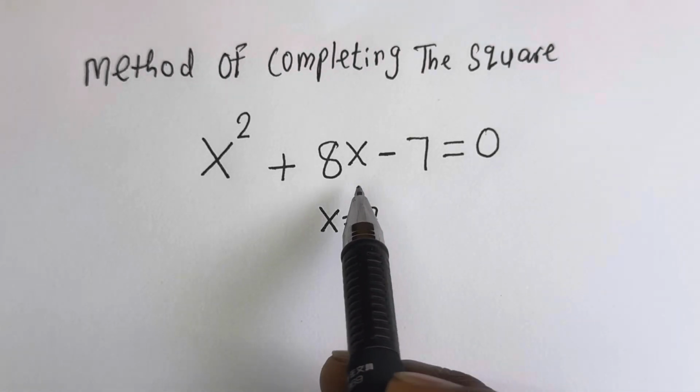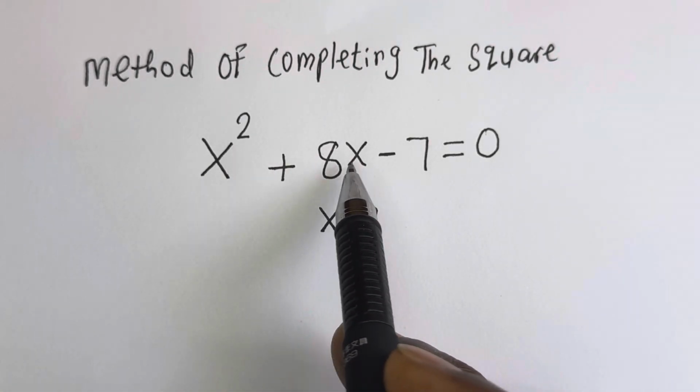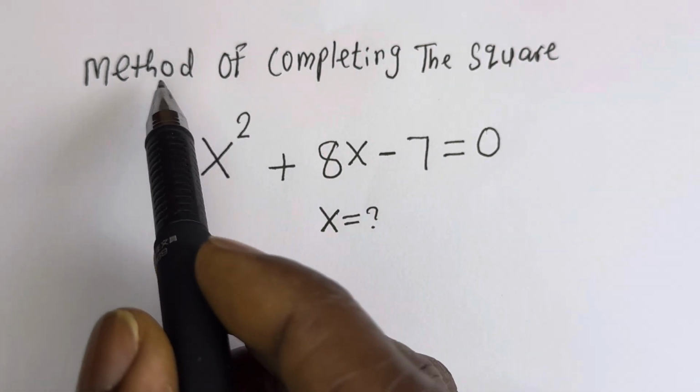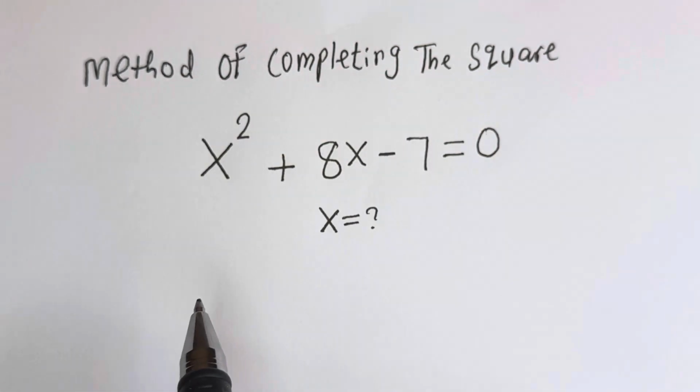Hello, how to solve for s in this equation s squared plus 8x minus 7 is equal to 0 using the method of completing the square. Solution.